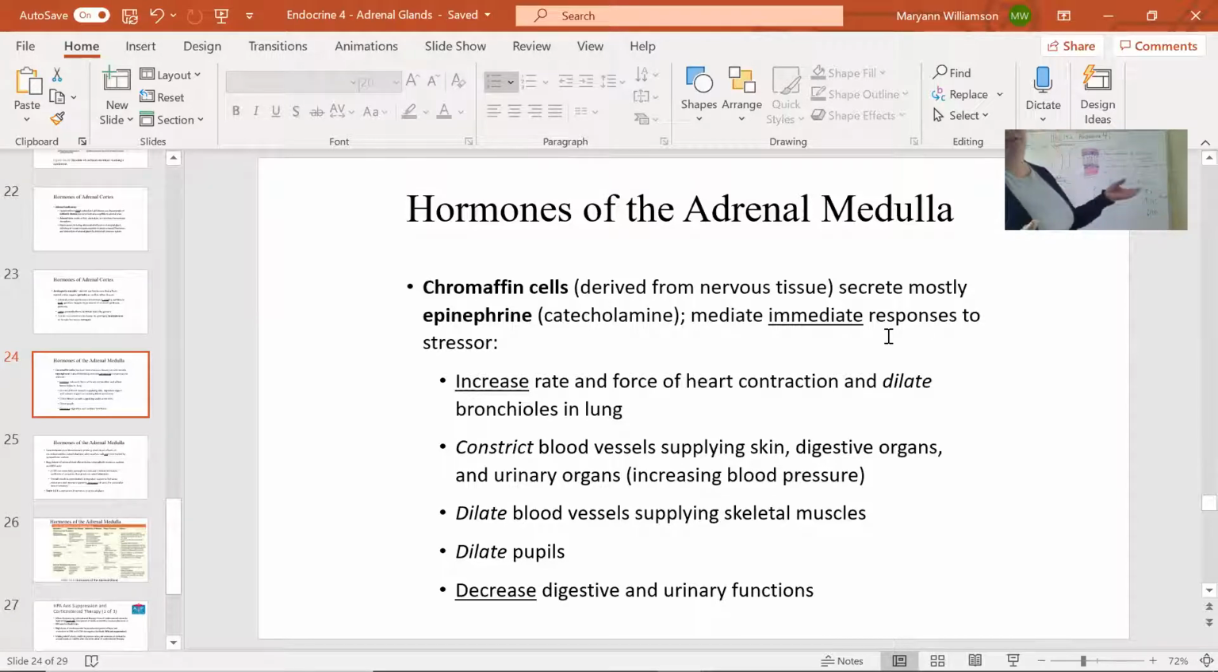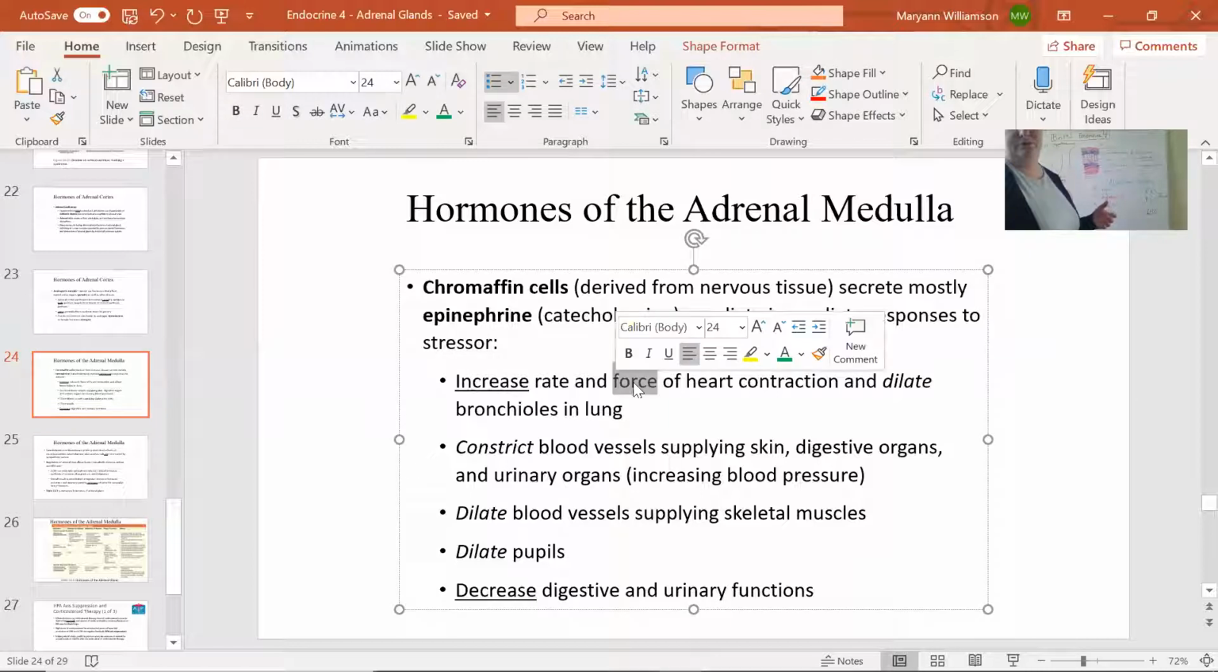So let's say we're sitting in class and the fire alarm goes off. Maybe our epinephrine levels will go up, help us to quickly evacuate the classroom. All right. So what does epinephrine do? It's going to increase the rate. What is the rate? The speed, right? It'll speed up the heart rate, and it'll increase the force of contraction.